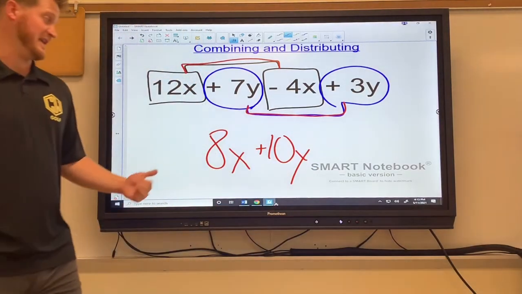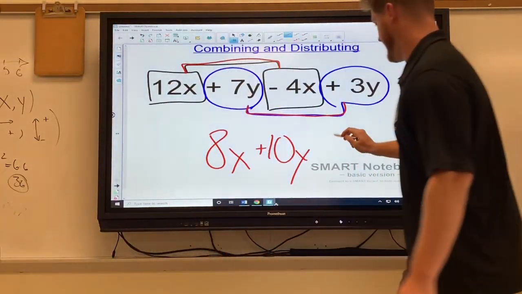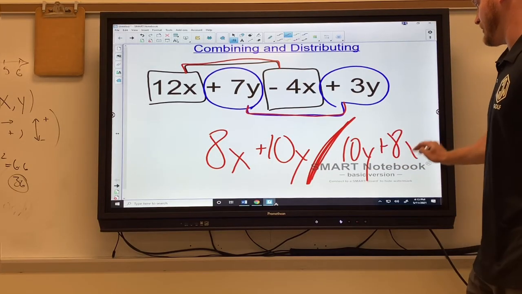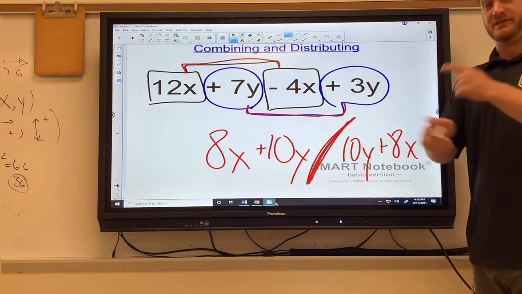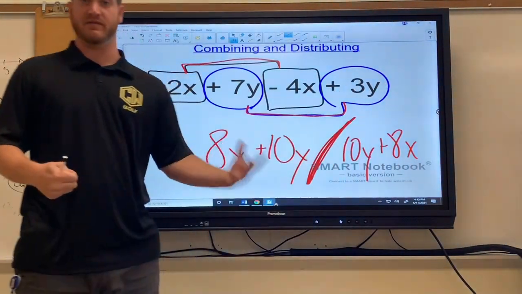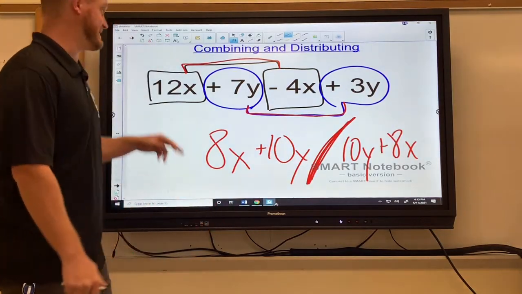So that final answer would be 8x plus 10y, or if you rearrange it, 10y plus 8x is also an acceptable answer choice. It doesn't matter since you're both adding them, just like 3 plus 2 and 2 plus 3 both give you 5. 8x plus 10y, 10y plus 8x is both going to be correct in this sense.